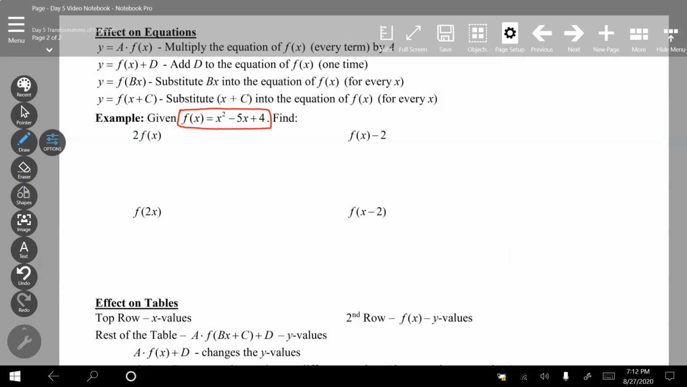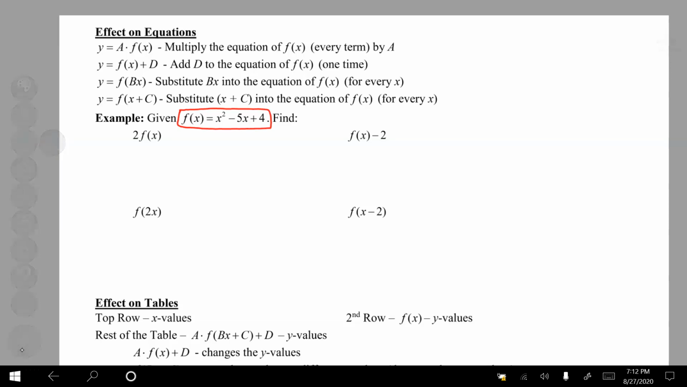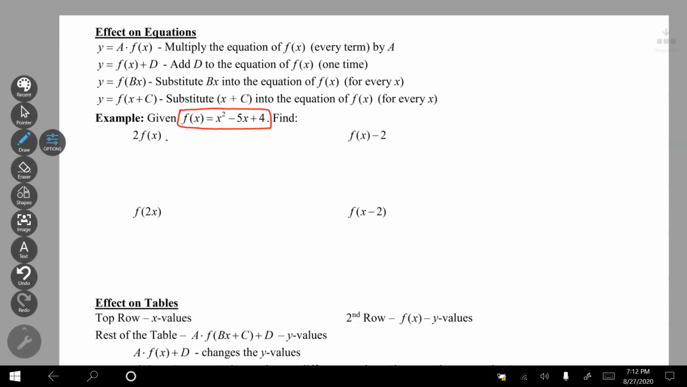So playing with the equations is probably the easiest thing, where A and D are multiplying or being added to the function. B and C are changing the input values inside the parentheses. Again, inside affects input. So this is pretty basic. It's just going to be 2 times the given function. I get 2x squared minus 10x plus 8.